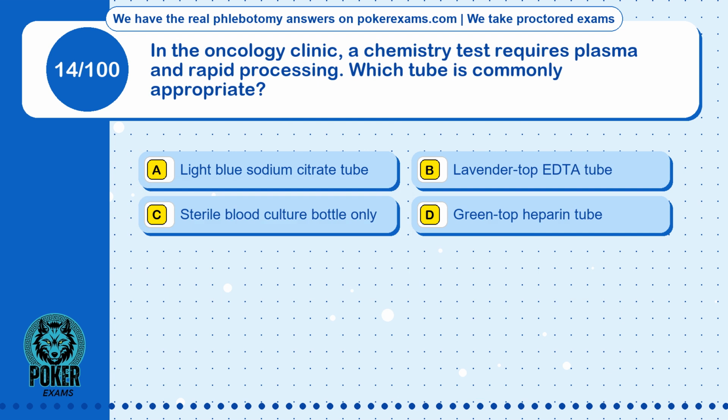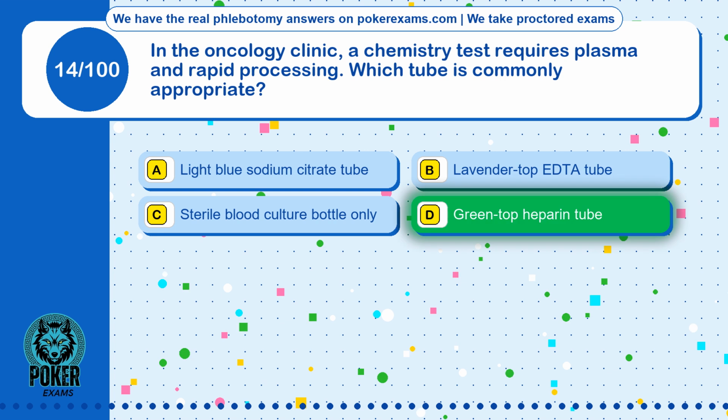Question 14. In the oncology clinic, a chemistry test requires plasma and rapid processing. Which tube is commonly appropriate? Option A, light blue sodium citrate tube. Option B, lavender top EDTA tube. Option C, sterile blood culture bottle only. Option D, green top heparin tube. The correct answer is option D, green top heparin tube.